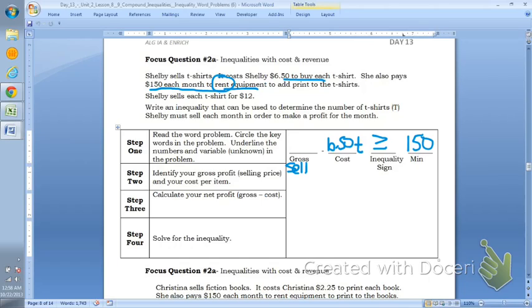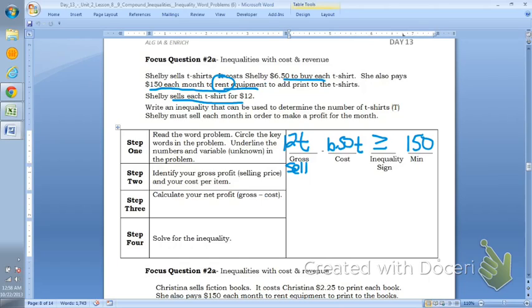And then the last part of the problem, she says she sells it for $12. For each t-shirt, that's $12. So 12T. So that's the equation that we need. The selling or gross price minus the cost is greater than or equal to 150 in order to have enough money to pay that rent.